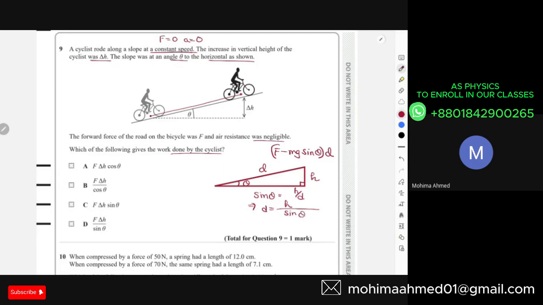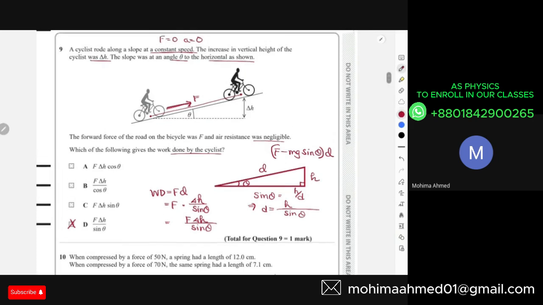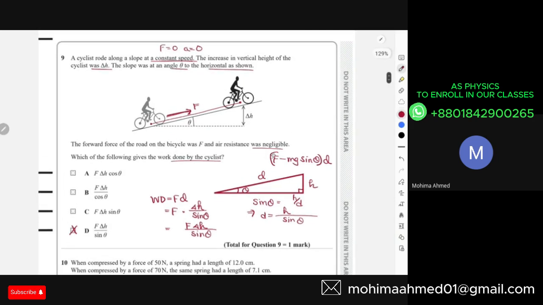Now we have the force acting along the plane, also in the direction of your distance, which is F newtons. We'll use the easiest equation: work done equals force times distance. The force is F, and the distance is delta H over sine theta. So it will be just F delta H over sine theta. This is going to be your answer for option D. It is the easiest method using trigonometry, not any force distribution.